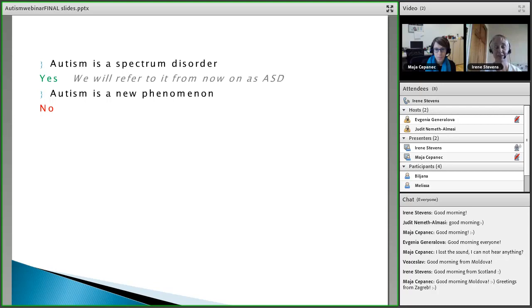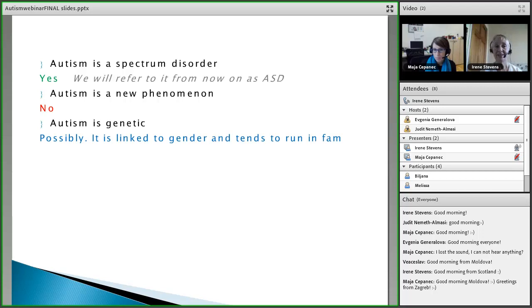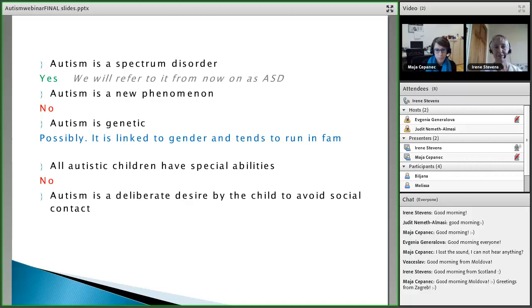Autism is a new phenomenon. No, it's been around for a long time. Autism is genetic. It's possibly because it's linked to gender and it tends to run in families. All autistic children have special abilities? No, they don't. And autism is a deliberate desire by a child to avoid social contact? No, it's not.